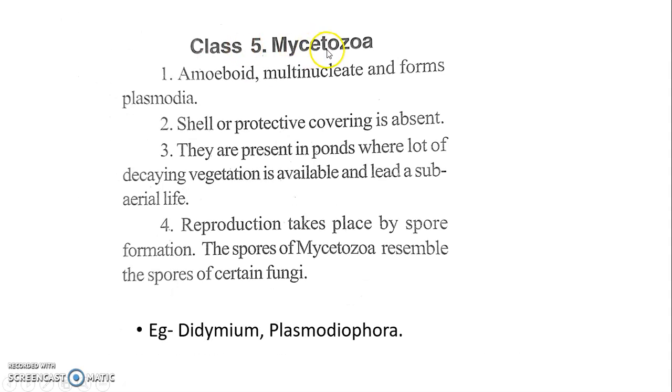Next, fifth, Mycetozoa. These are amoeba-like animals, multinucleated. In the previous classes, all the organisms were uninucleated, with a single nucleus. But if the organism is multinucleated, with many nuclei, it is considered in class Mycetozoa. They form plasmodia. Shell or protective covering is absent.